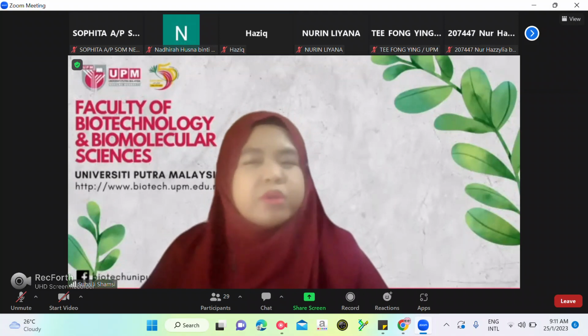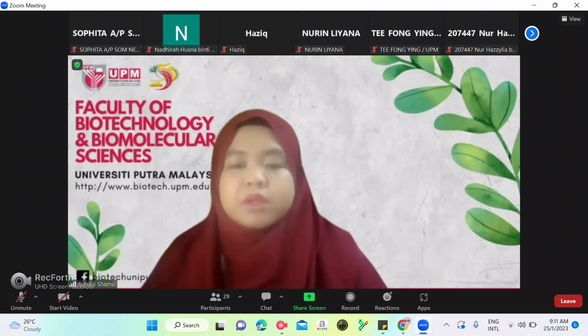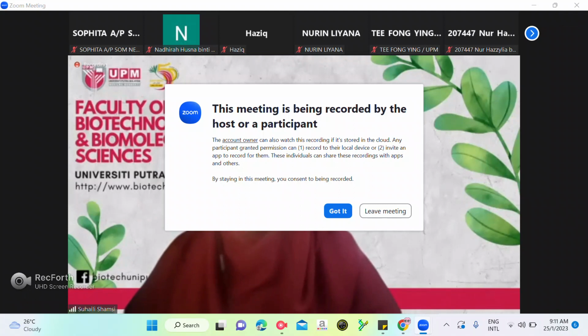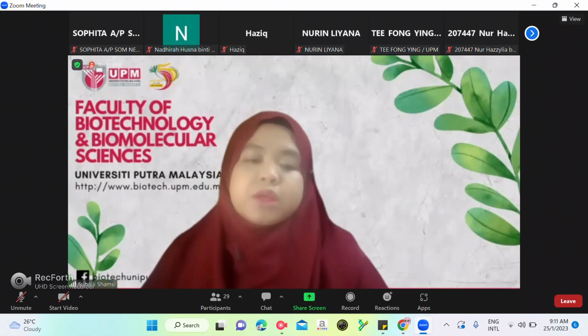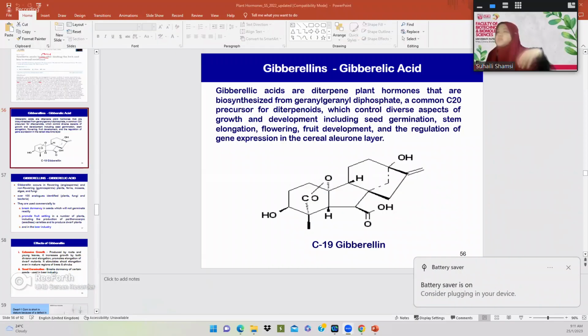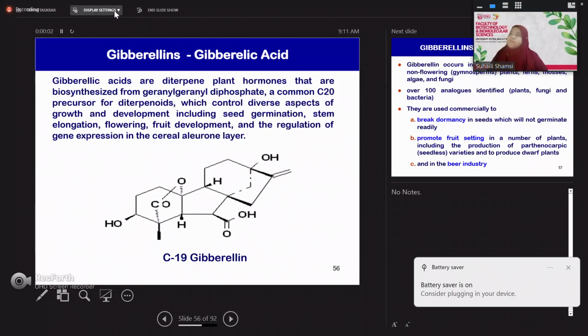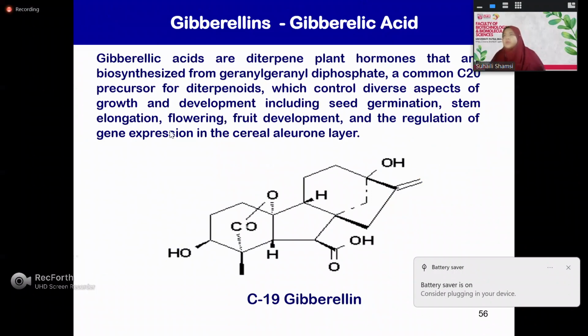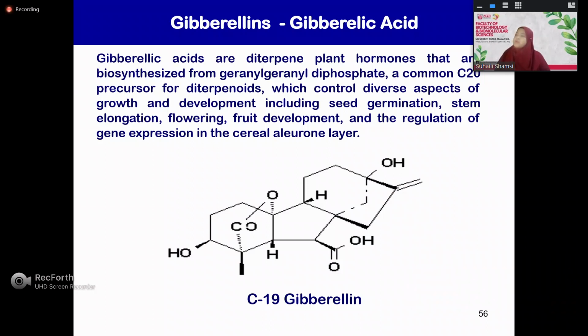And gibberellic acid, I'm not really sure whether you guys have heard about it or not, but it is always associated with the germination stage, right? So we are going to look at gibberellic acid first. Gibberellic acid or gibberellin are basically made up of a lipid structure. It's a derivative of lipid. Specifically, it's synthesized from diterpene, right?